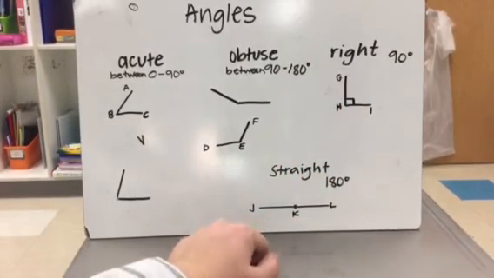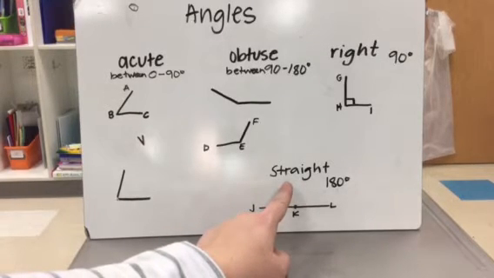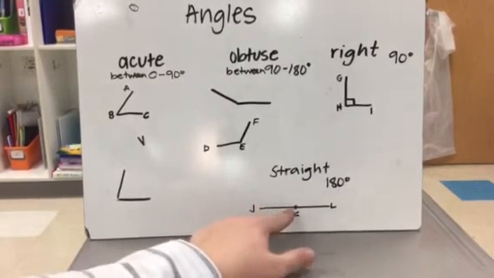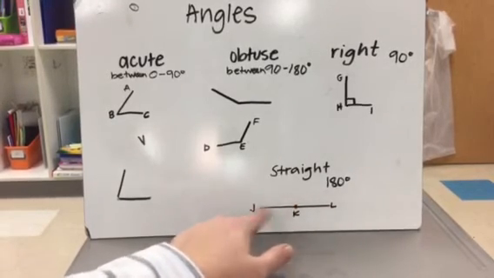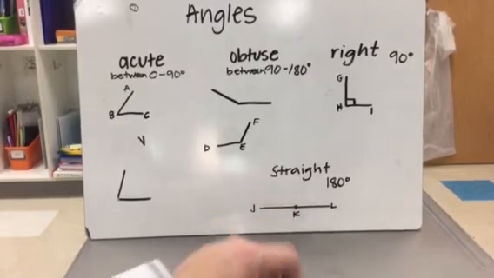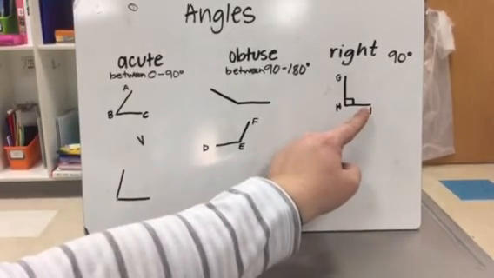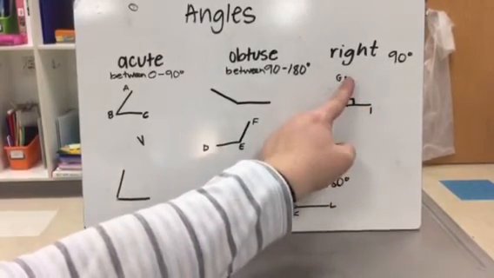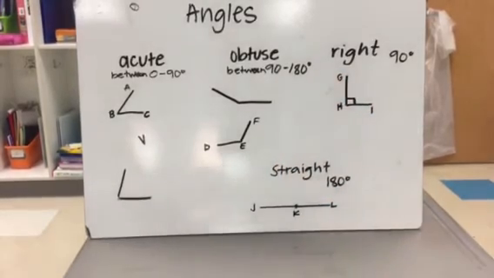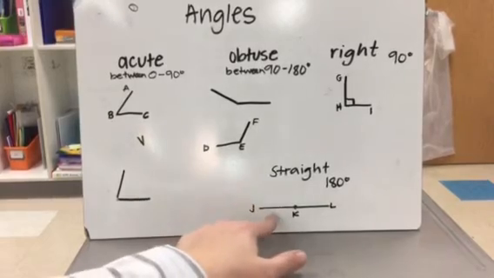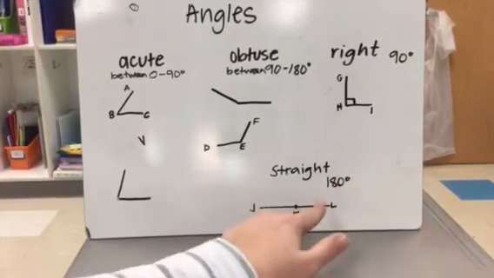And then the fourth type of angle that will often be seen is called a straight angle. And a straight angle is when two line segments or rays make a straight line. They are 180 degrees. And if you think about it, 90 plus 90 is 180. So if this is 90 and you took this another 90 the other way, it would make that 180 degrees. So angle JKL is 180 degrees.